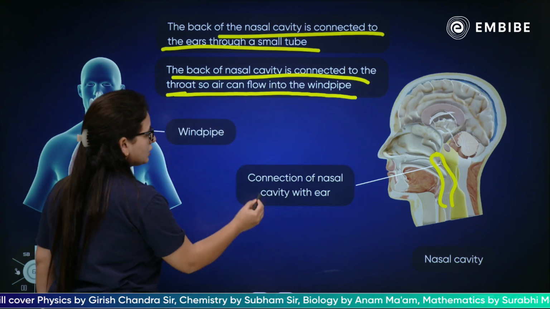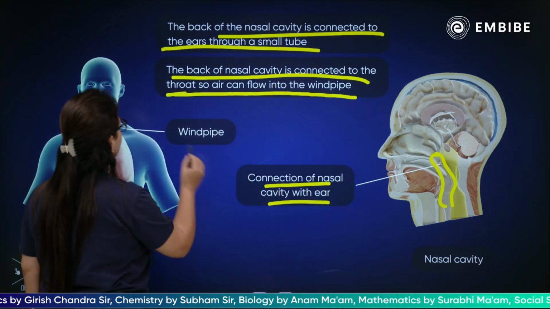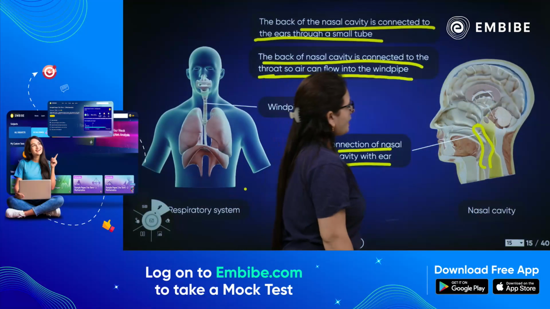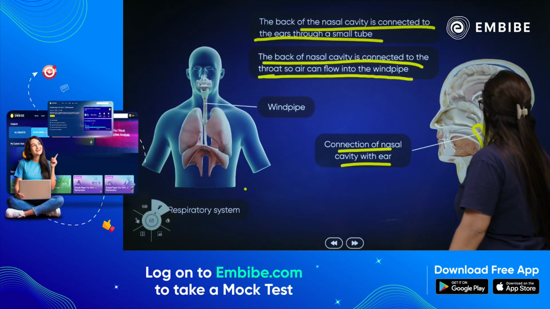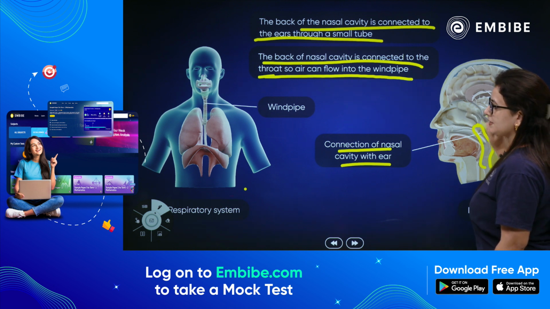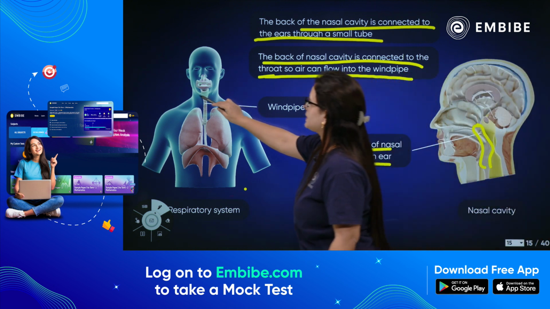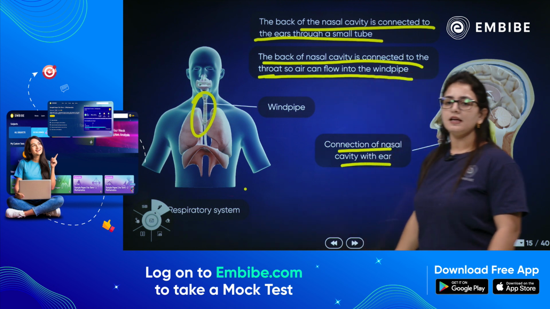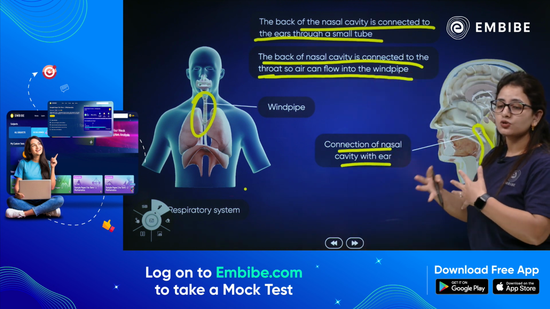This is your connection of the nasal cavity with the air, and this is your windpipe. Can you see this? This is the connection from your nasal cavity, and this is what your windpipe exactly looks like. They're basically next to each other.